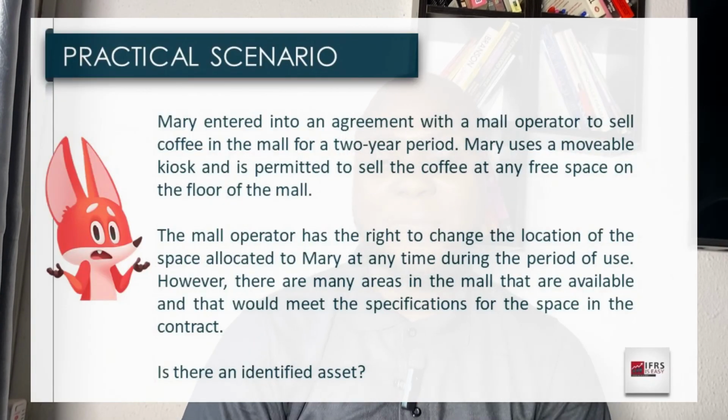Let's quickly look at a practical scenario. It says here that Mary entered into an agreement with a mall operator to sell coffee in the mall for a 2-year period. Mary uses a movable kiosk and is permitted to sell the coffee at any free space on the floor of the mall. The mall operator has the right to change the location of the space allocated to Mary at any time during the period of use. However, there are many areas in the mall that are available and that will meet the specifications for the space in the contract.